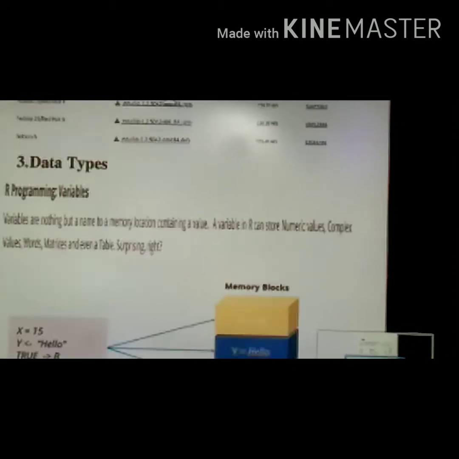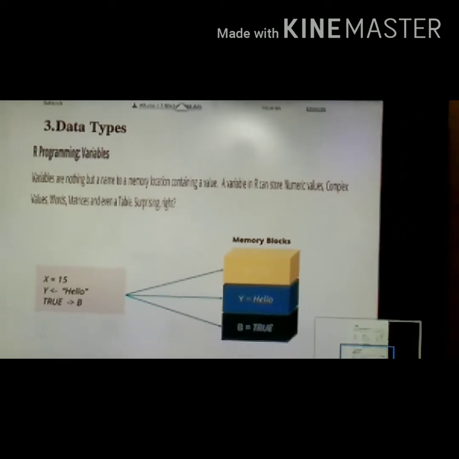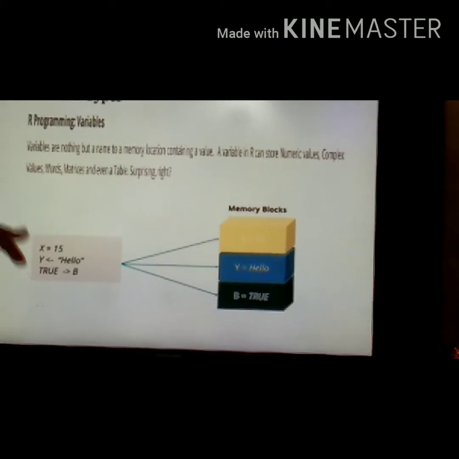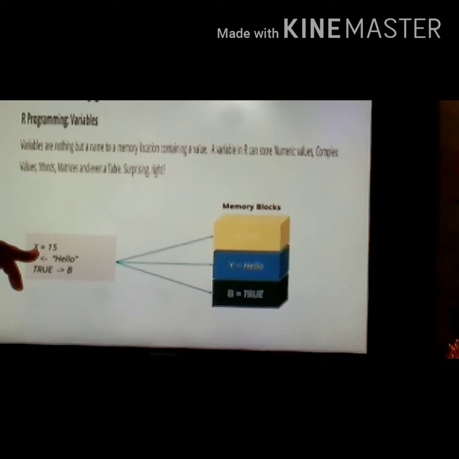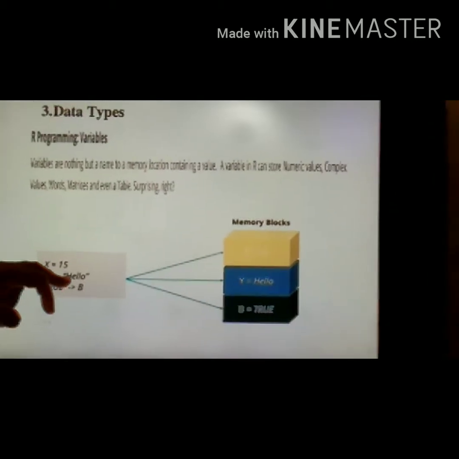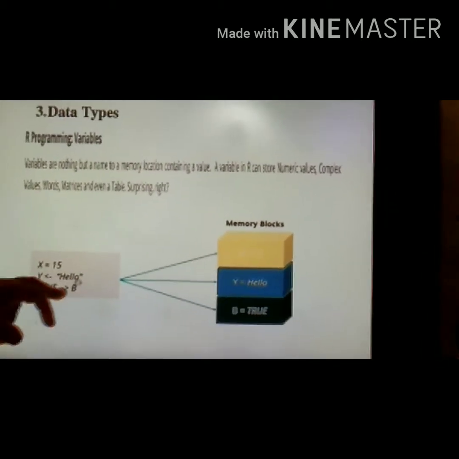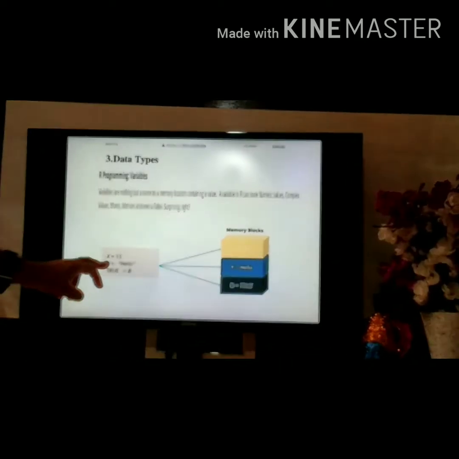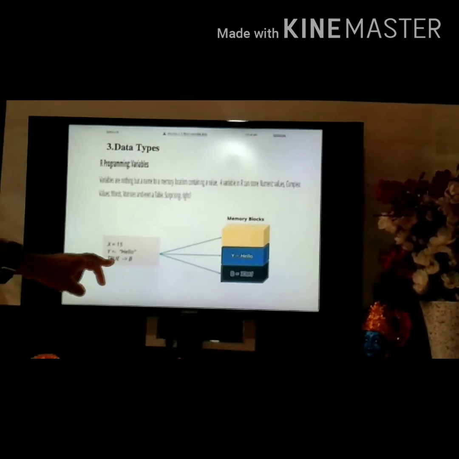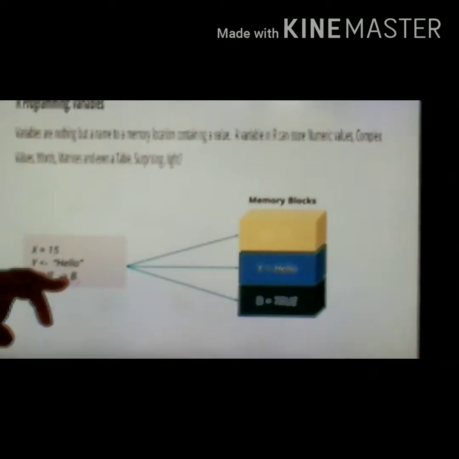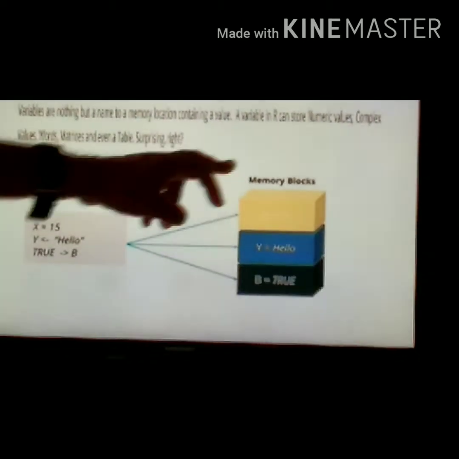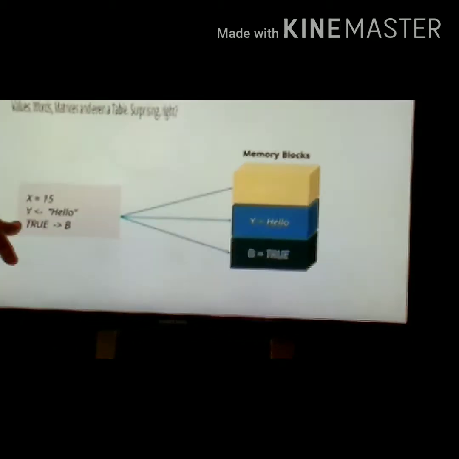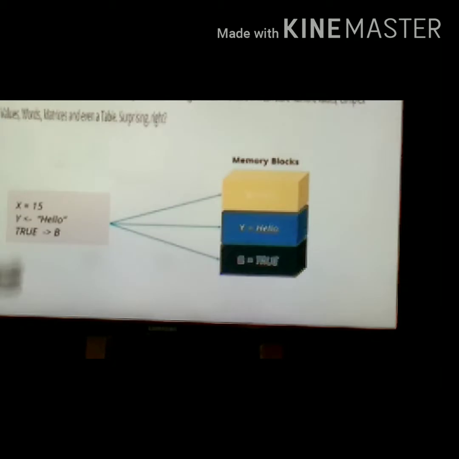Now we come to the next concept of R programming, data types. There are different data types. First we will discuss the R programming variable. Generally a variable is denoted by a single alphabetical character or some other characters. For example, if I denote x equal to 15, y assigned hello, and b assigned true, how will these values be stored in memory? x equal to 15, y equal to hello, and b equal to true. We will keep them in memory like that.